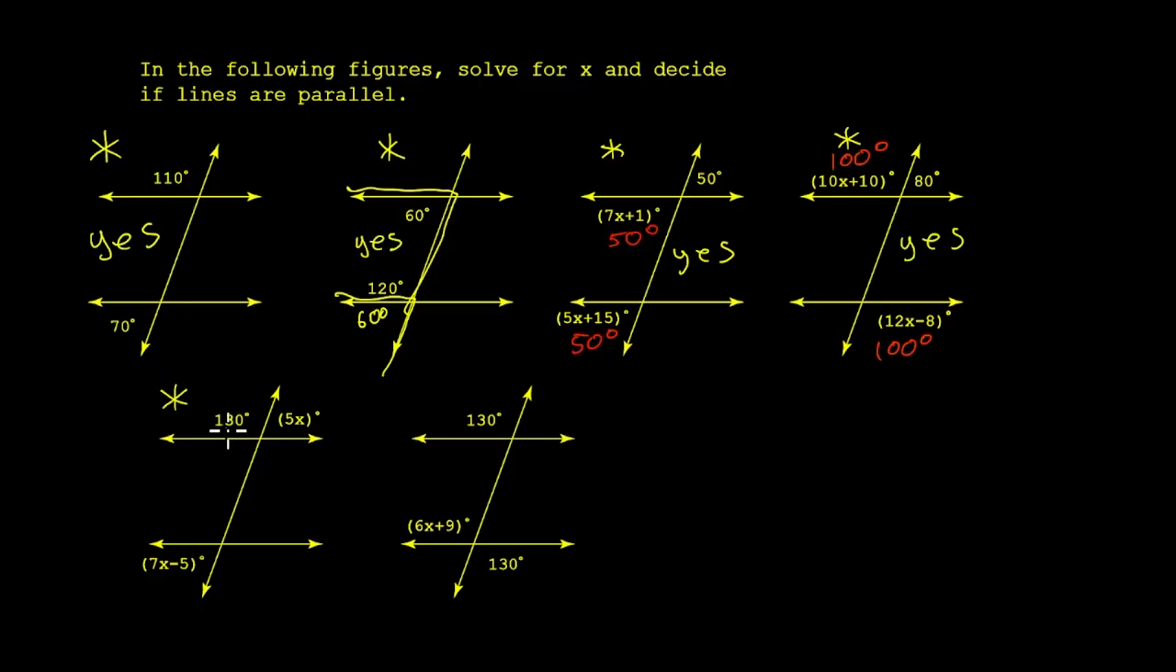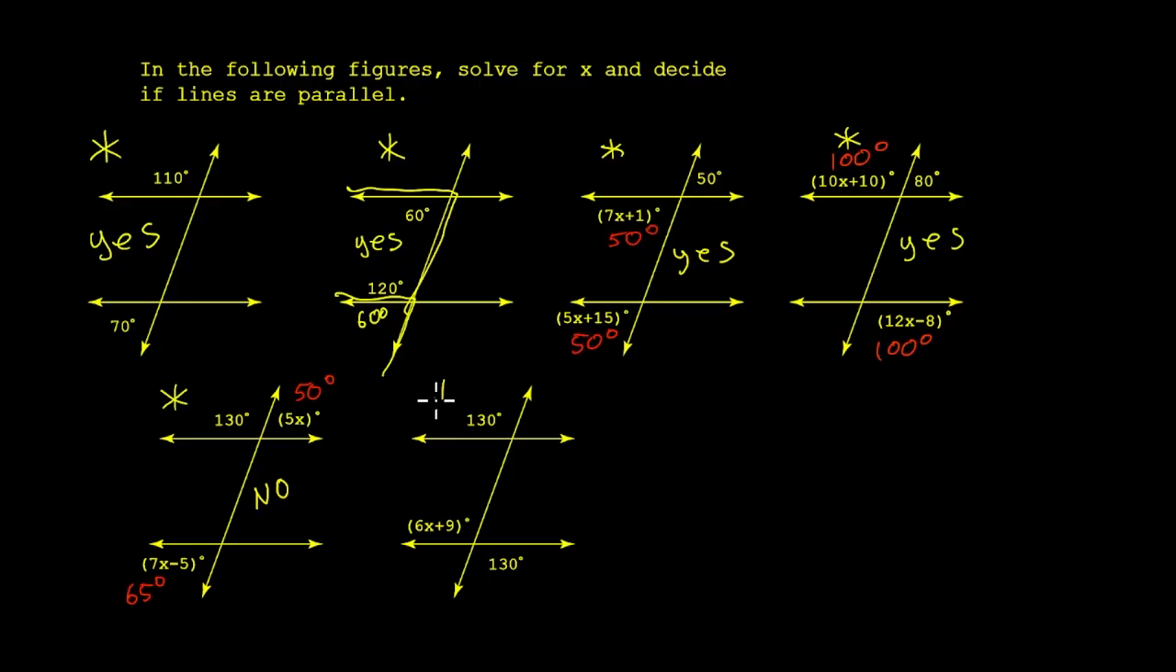What we do know is that these two angles add up to 180. So 130 plus 5x equals 180. 5x equals 50, and x equals 10. Plugging back in red, 10 times 5 is 50 degrees. 130 plus 50 is 180. Plugging 10 back in here, we get 70 minus 5 is 65 degrees. So now you can see from here, these alternate exterior angles are not congruent. So no, these lines are not parallel.